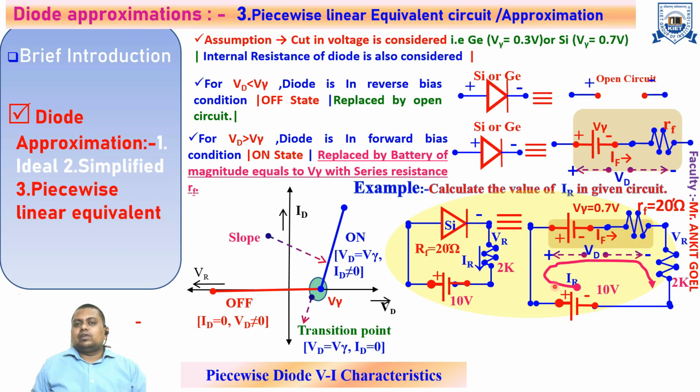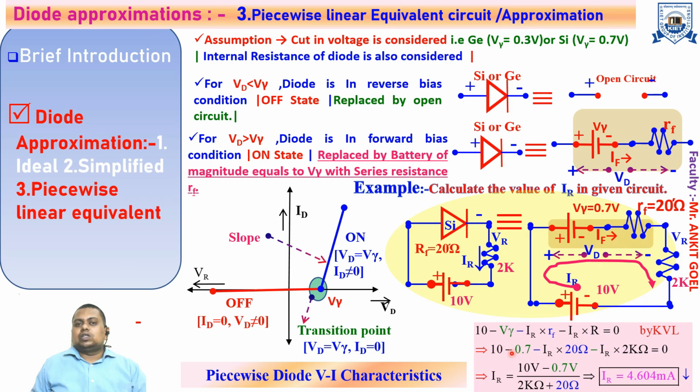Just apply the KVL in the clockwise direction. You will get the equation 10 minus V gamma minus IF into RF minus IR into R. Substitute the values, RF is replaced by the internal resistance, that is 20 ohm. So you will get the expression IR equals 10 volt minus 0.7 volt upon 2 kilo ohm plus 20 ohm. When you calculate the value of IR, you will get 4.604 milliampere. When you compare this value with the previous case, the simplified model, you got 4.65 milliampere.